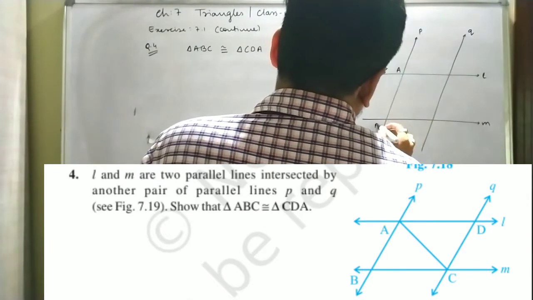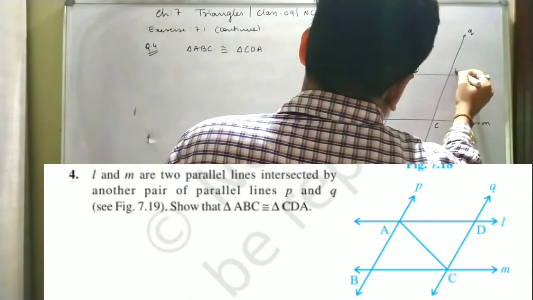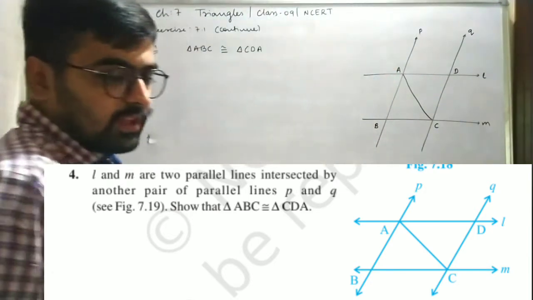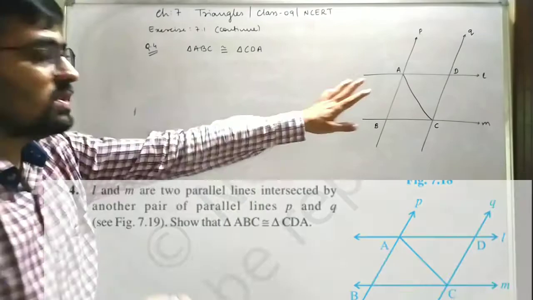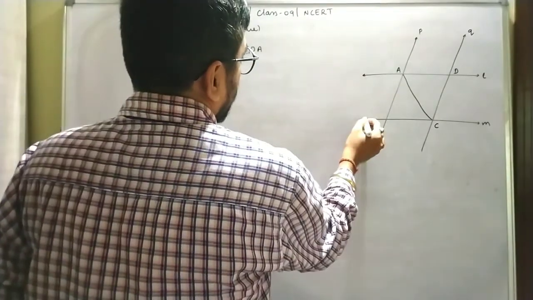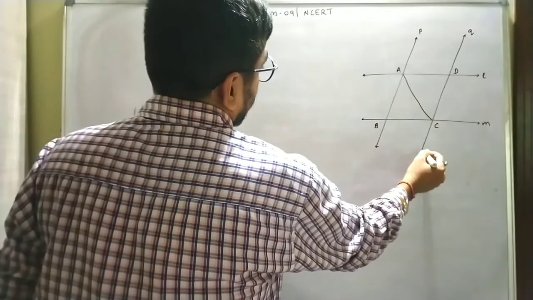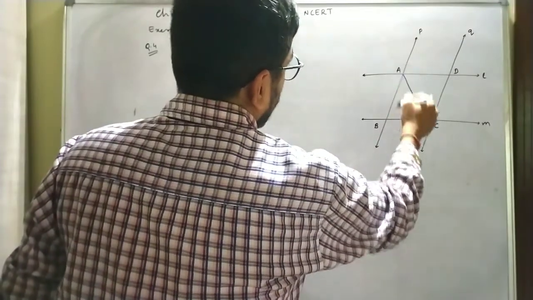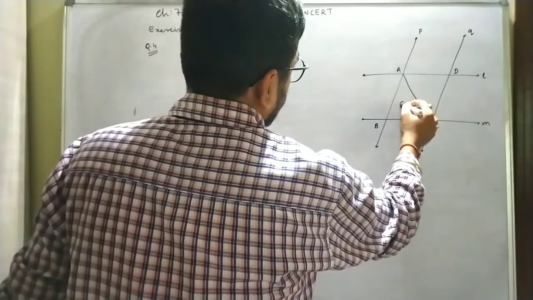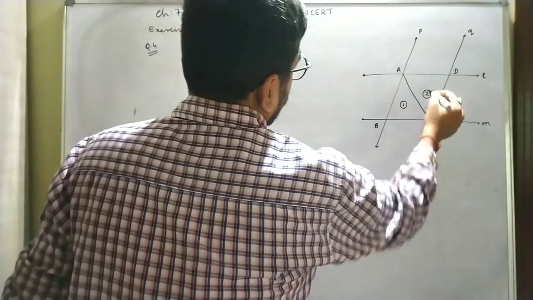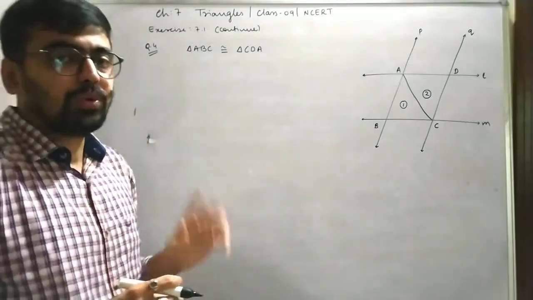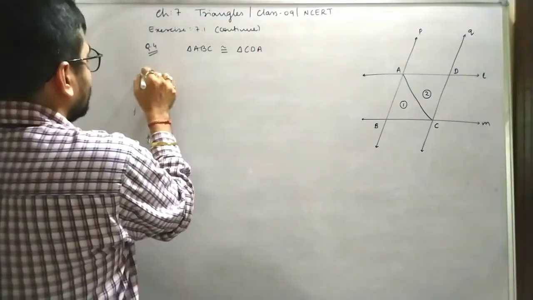That is, the intersecting points A, B, C, D are also given, and you can see this is also given. So this is what we have in the figure. Now we want to show that triangle ABC is congruent to triangle CDA. This is my triangle number 1 and this is my triangle number 2. Those two triangles I want to prove as congruent.